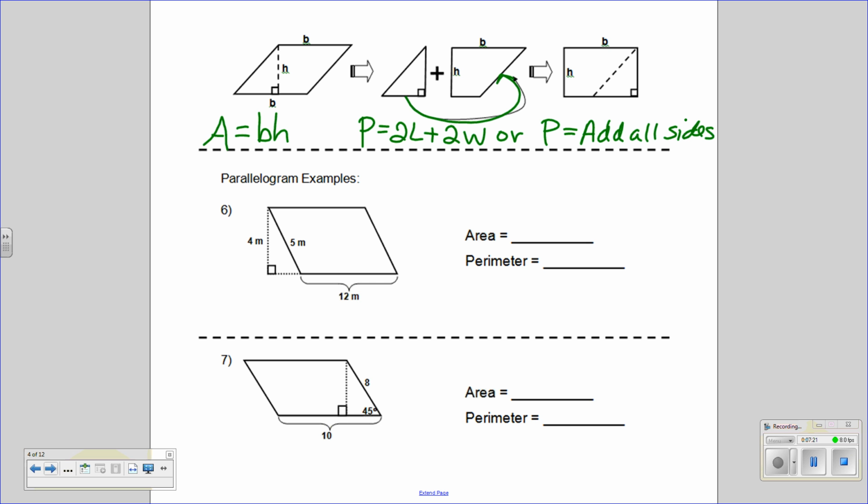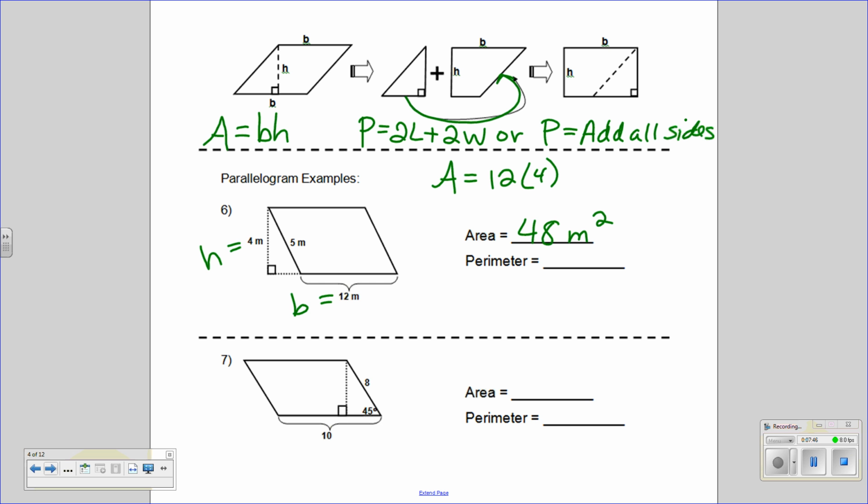All right, so for this parallelogram, what's my base? 12. What's my height? Not 5, but 4. It's the distance perpendicular to the base, or the extension of the base. So the area would be 12 times 4, which is 48, and we do have meters in this case, so 48 meters squared.